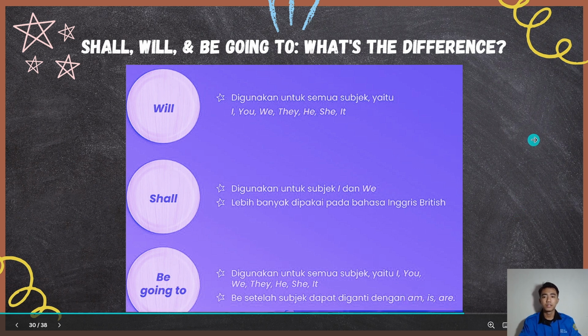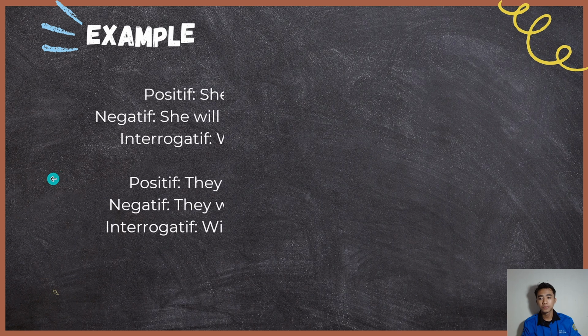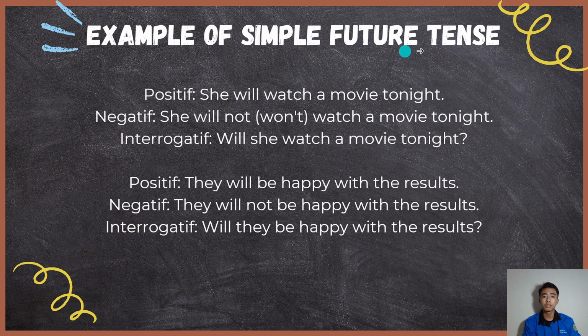Okay, the next example of simple future tense. Positive, she will watch a movie tonight. She will not watch a movie tonight. Interrogative, will she watch a movie tonight? And then the next example, they will be happy with the results. They will not be happy with the results. Will they be happy with the results?